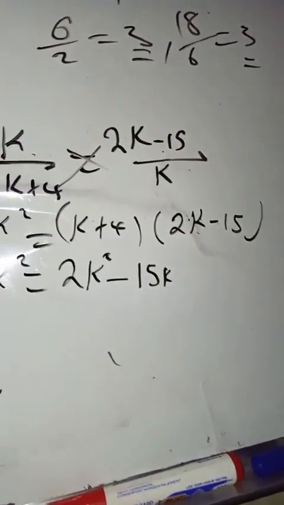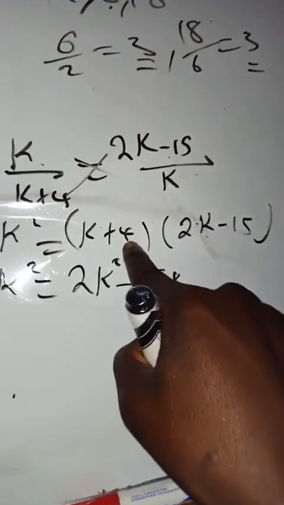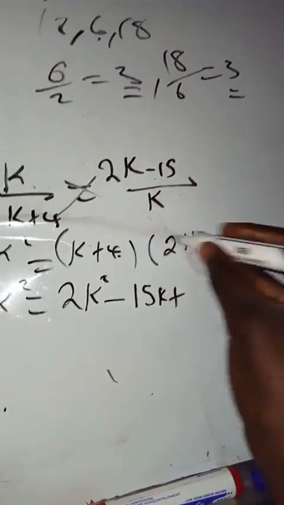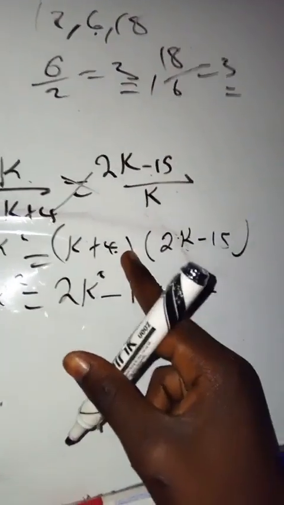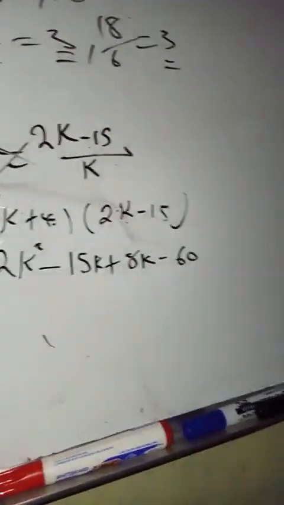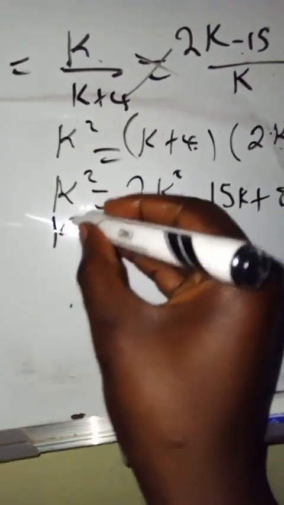And equal, I'll do the same for the 4. The 4 must multiply with everything here. So 4 times 2K, this is positive, so I'm going to have 8K. And 4 times negative 15, that will be negative 60, right? Always look at the left side for you to get the sign. Okay, it's very important. So I have K squared.